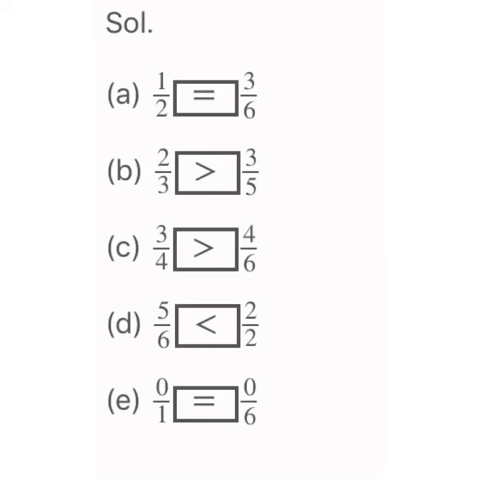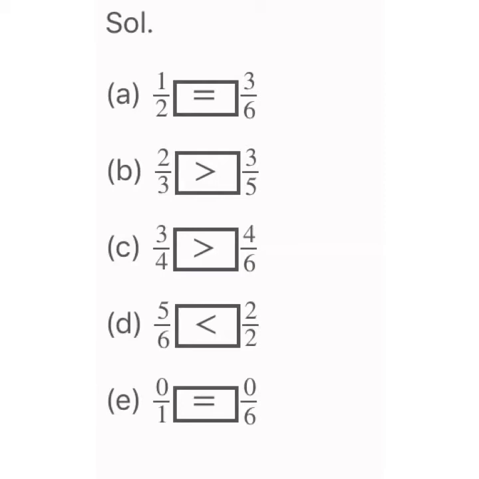Children, here again we will make the denominators same by multiplying with 3 and 4. So 3 by 4 becomes 9 by 12, and 2 multiplied by 4 and 3 multiplied by 4 is 8 by 12. So we got new fractions 9 by 12 and 8 by 12, and among these 9 by 12 is the greater fraction. That means 3 by 4 is greater than 4 by 6. Then comes 5 by 6 and 2 by 2.